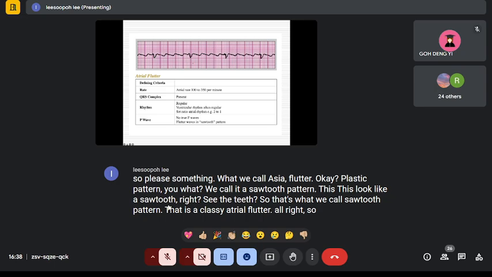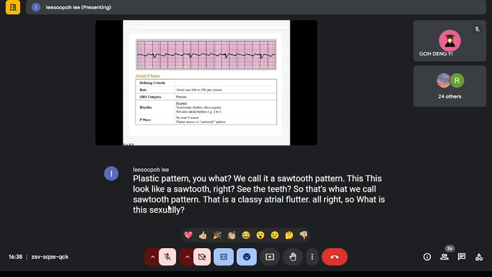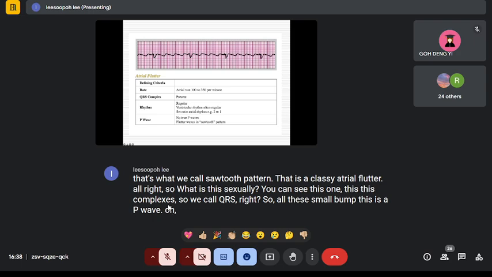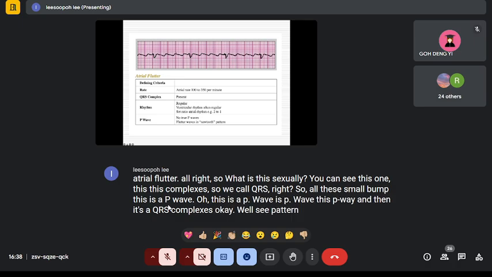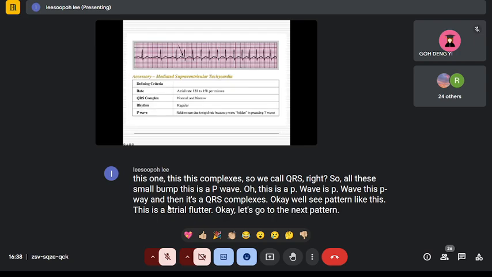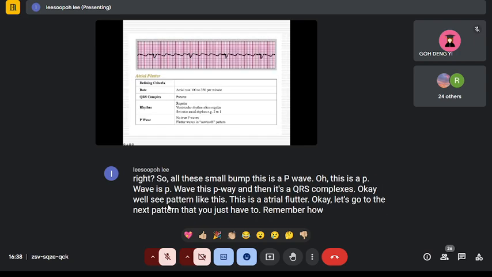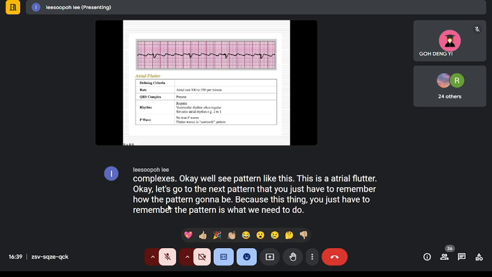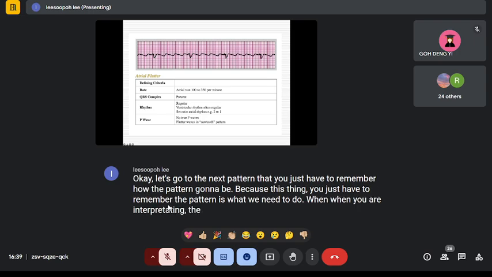All right. So what is this actually? You can see this one. This complex is what we call QRS, right? So all these small bumps, this is a P wave. This is a P wave, this P wave, this P wave, and then this is a QRS complex. Okay. When you see pattern like this, it is atrial flutter. Okay, let's go to the next pattern. Then you just have to remember how the pattern is going to be, because this thing you just have to remember the pattern. That's what we need to do when we are interpreting the cardiac rhythm.